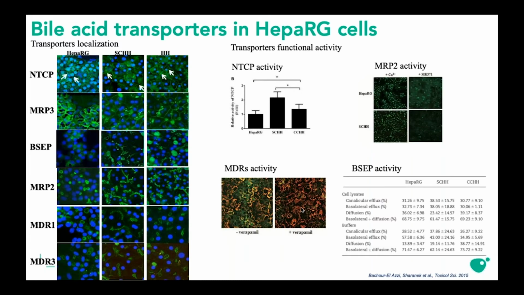Activity of BSEP was measured through canalicular efflux of radiolabeled taurocholic acid, which is primarily a BSEP substrate. Canalicular efflux, basolateral efflux, as well as diffusion were measured in cell lysates and buffers and were found to be relatively similar in all three models.